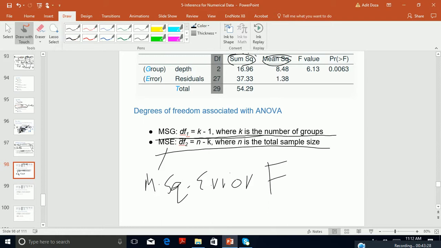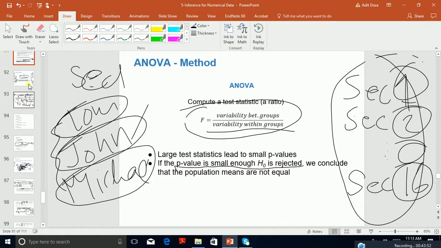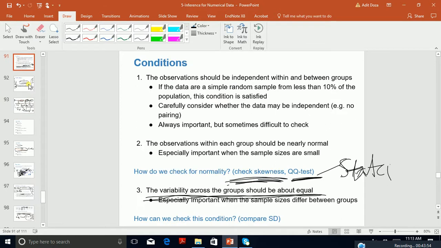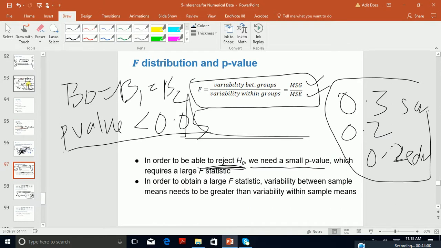And what is the formula for f-stat? It is MSG over MSE. This also should go to your formula sheet. So MSG is the sum of squares between the groups, and this is the sum of squares of residuals. So if we go back, yeah. So this captures the variability between the groups, and this captures the variability within the groups. All right.